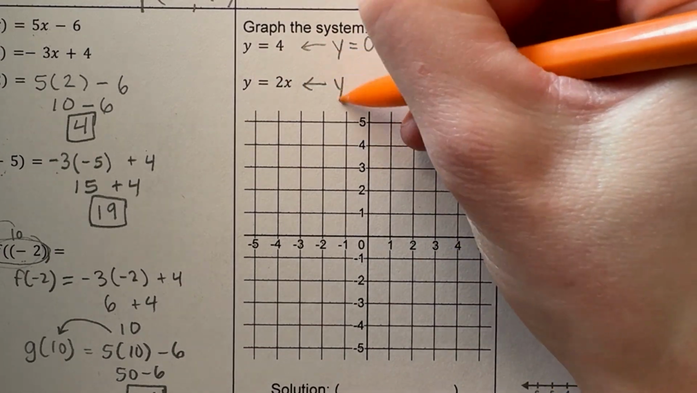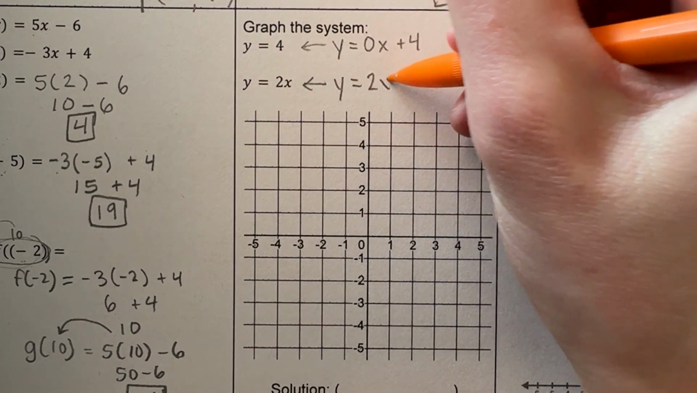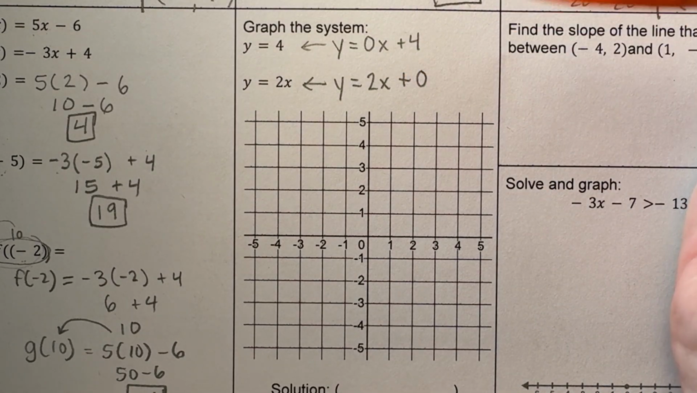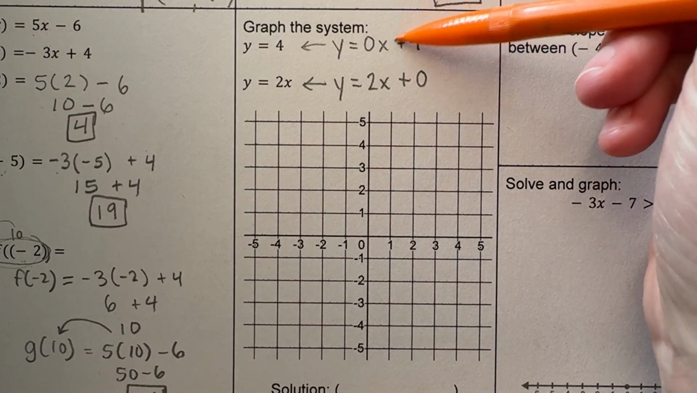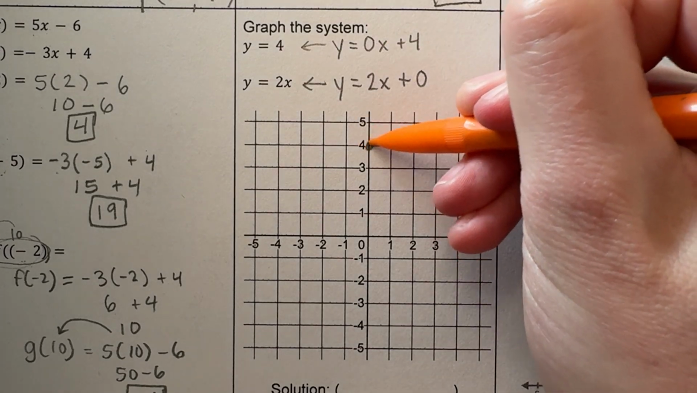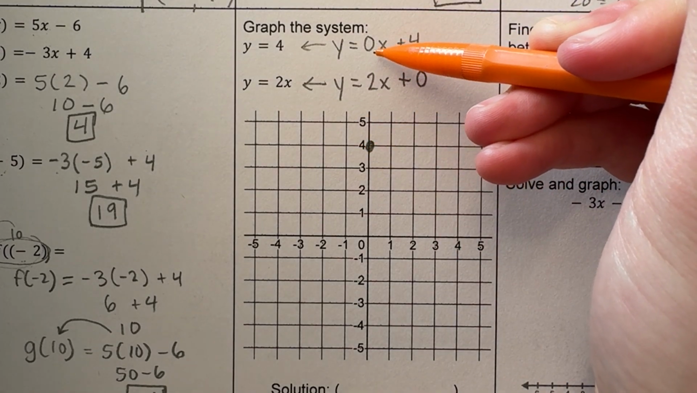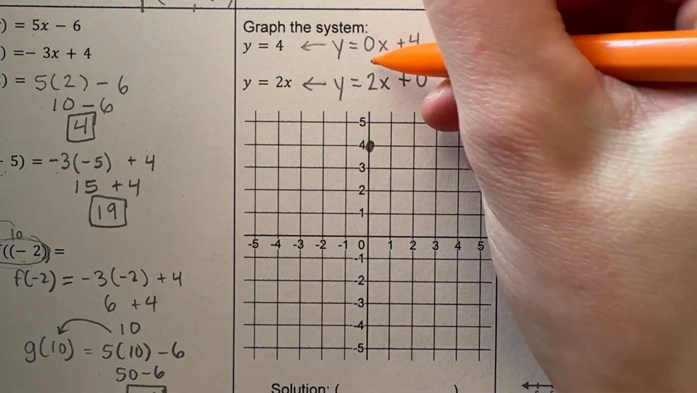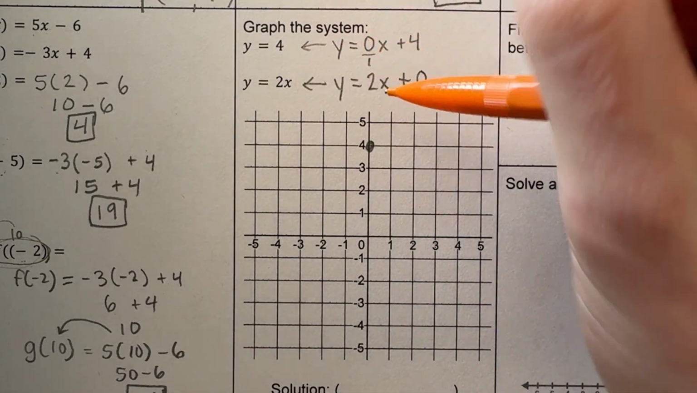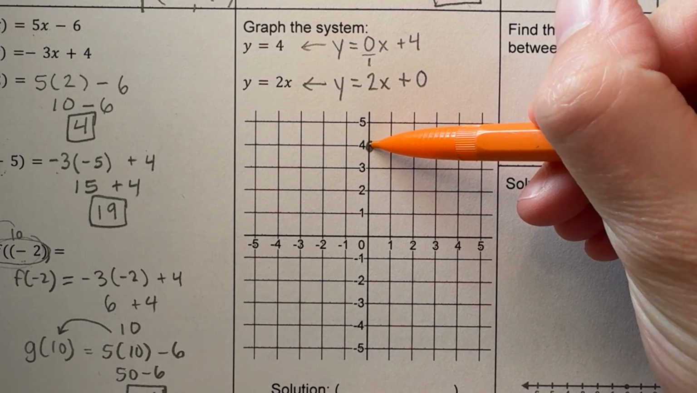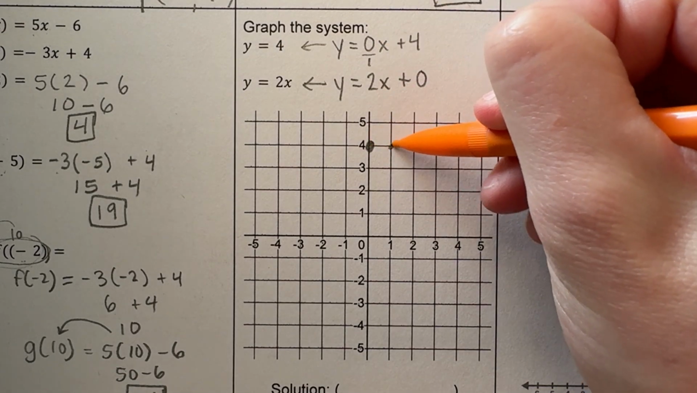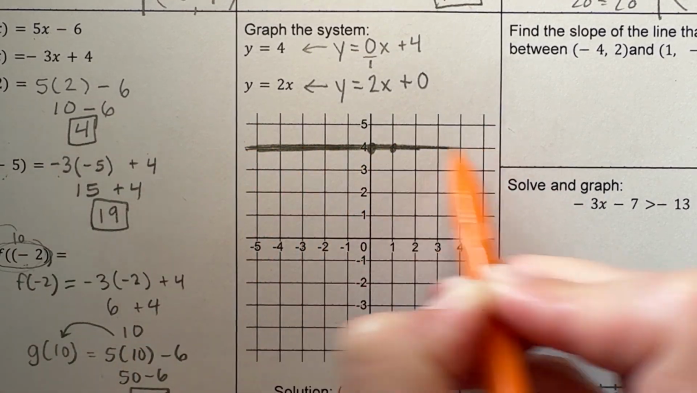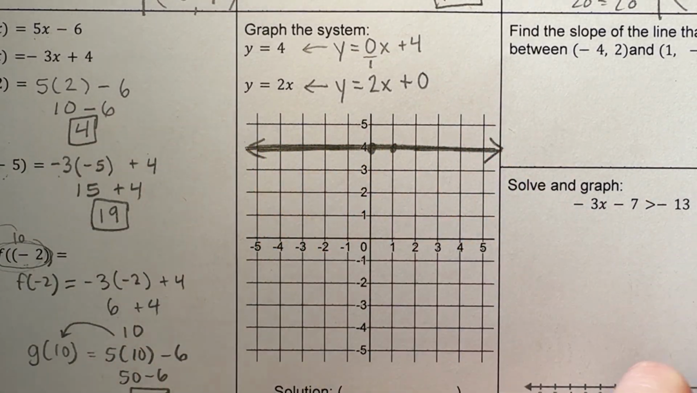Now here, we actually do have an x. So this is y equals 2x, and what's missing is the y-intercept, and that is 0. Okay, so now let's graph. We start at the y-intercept. So in this case, I start at 4. Now, this is a slope of 0. You could just memorize that a slope of 0 always looks like a horizontal line. Or you could think, oh, my slope is a whole number. It's 0 over 1. So I'm going to rise 0, which means I'm not going to go up or down, and I'm going to run 1. And here's my line.